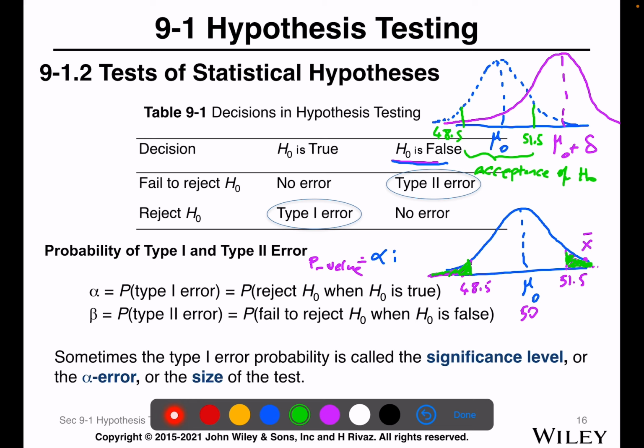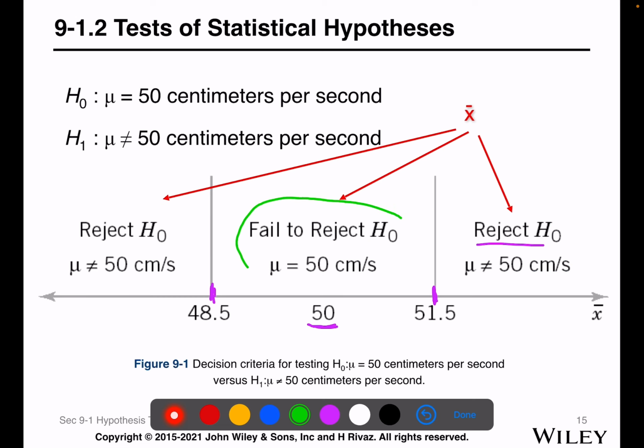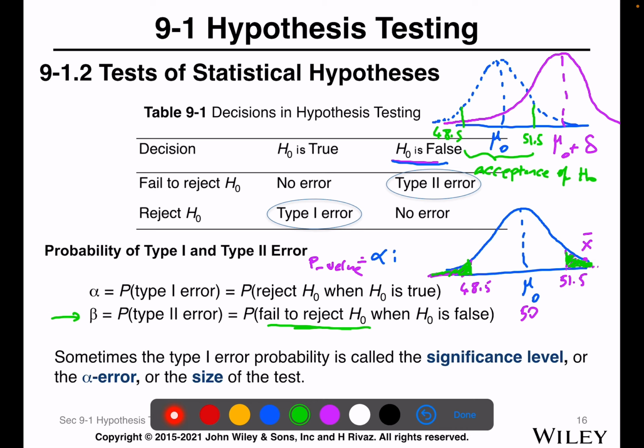So remember what's the definition of type 2 error? Type 2 error, we say that we fail to reject H0 when H0 is false, right? So when do we fail to reject H0? In the middle, right? This is where we fail to reject H0. So we basically have to calculate the probability that we are in the acceptance range by mistake. And that probability is this area under the curve, under the purple curve. Because now we are assuming that the actual mean is some mu plus delta.